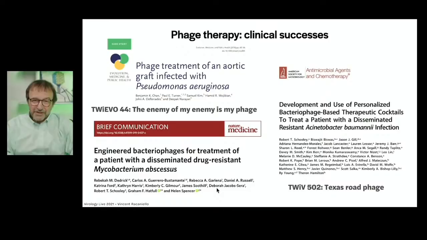Another interesting story. And then finally, development and use of personalized bacteriophage-based therapeutic cocktails to treat a patient with disseminated resistant Acinetobacter baumannii infection. And this was a story in the news. This patient got sick in, I think it was Turkey. He and his wife were there on vacation. His wife is here on the paper, Steffanie Strathdee.